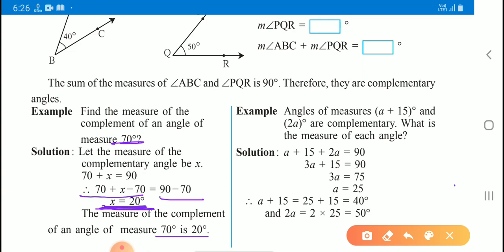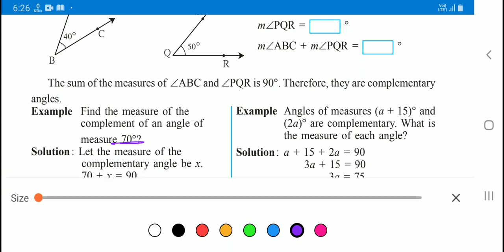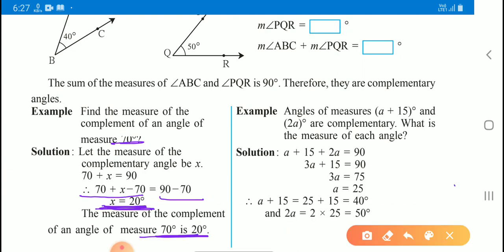If you add both these angles, you will get 90 degrees. So these two angles are complementary angles. So the complement of an angle of measure 70 degrees is 20 degrees. Now, for the next example, in place of 70 degrees we will take another angle, and I will explain the example here.